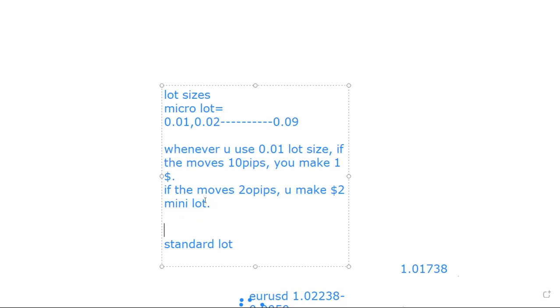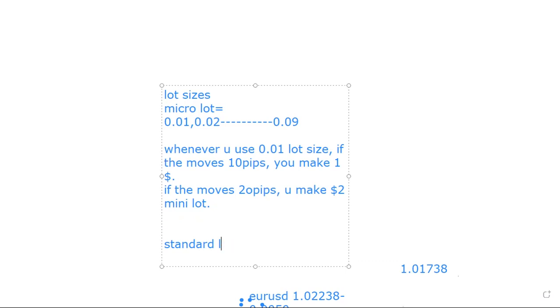0.09 lot size. If it does 10 pips, you make $9. If it does 20 pips, you will make $18, double of that. Good. Now let's go to mini lot size.